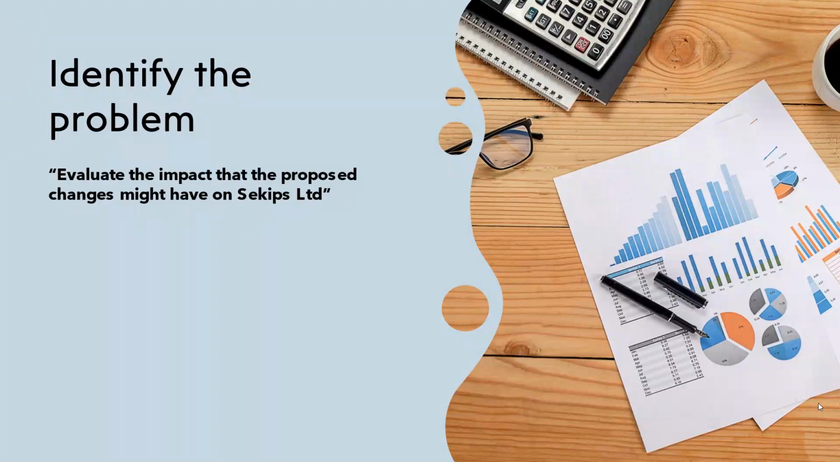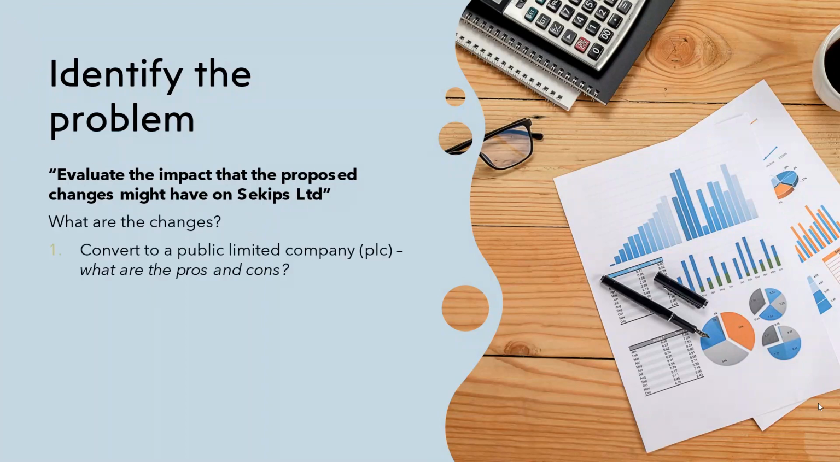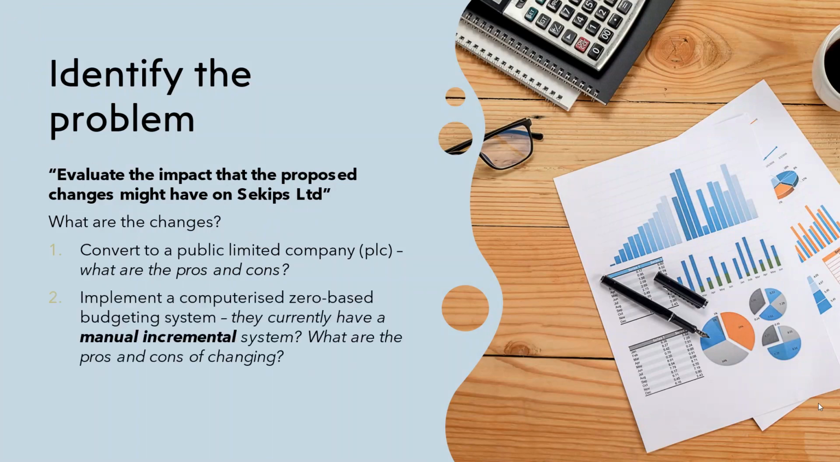So, identify the problem. What have we been asked to do? We've been asked to evaluate the impact that the proposed changes, so converting to a PLC and introducing the computerised zero-based budgeting system, might have on Sekips Limited. So the changes, as I said, converting to a public limited company, what are the pros and cons of that? And what are the pros and cons of changing from a manual incremental system to a zero-based budgeting system? So a reminder there, the zero-based system is where you start from scratch, there's no budget, and all items of expenditure have to be justified.